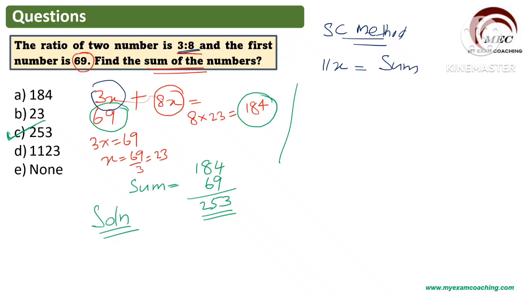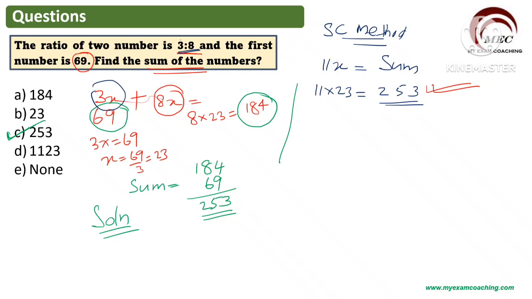So 3x is given as 69, the first number. If 3x is 69, then x will be equal to 23. So here you have to write 11 into 23. You can write the answer as 2 and 3, with 2 plus 3, 5, in the middle. So from one single line, you can find the answer, and you got 253 as the correct answer.